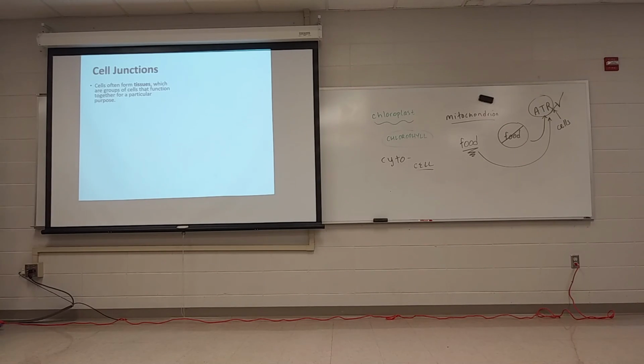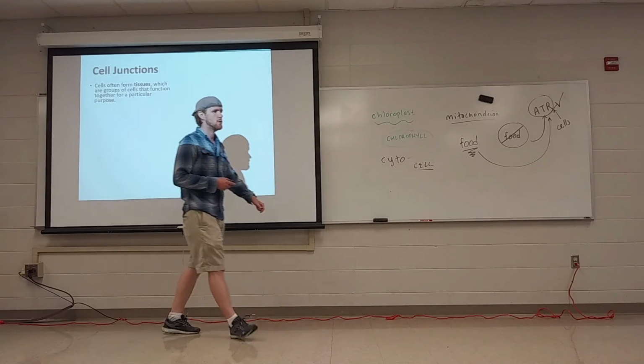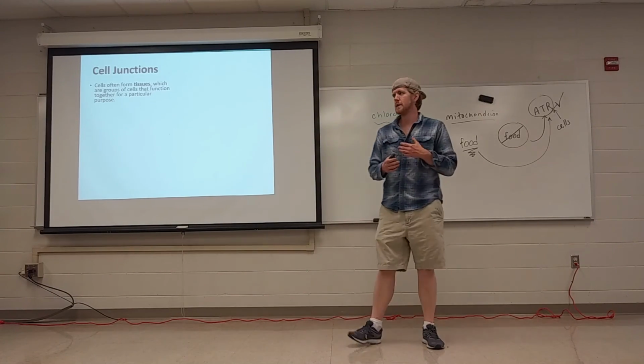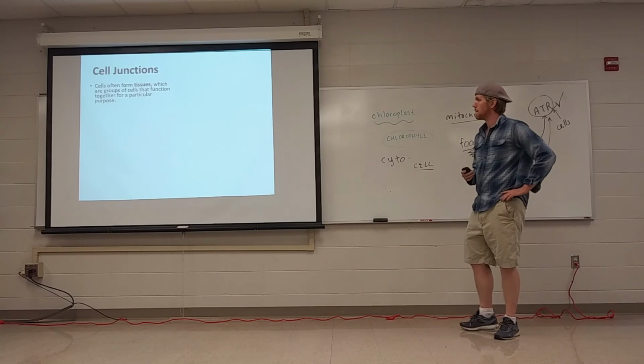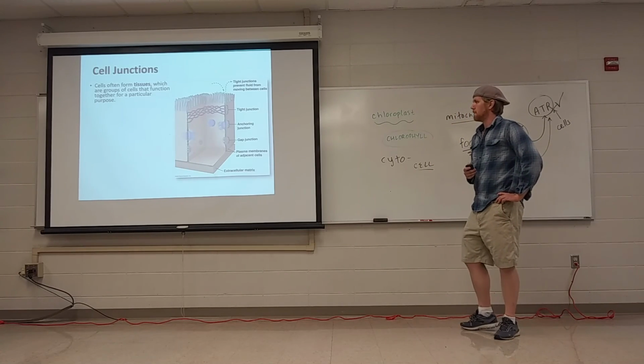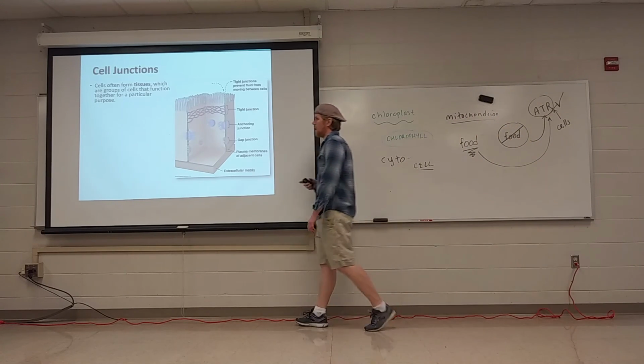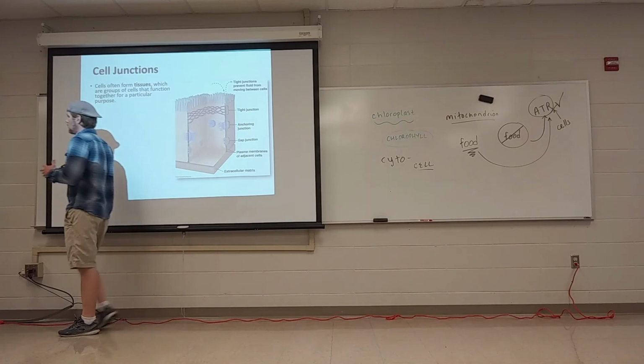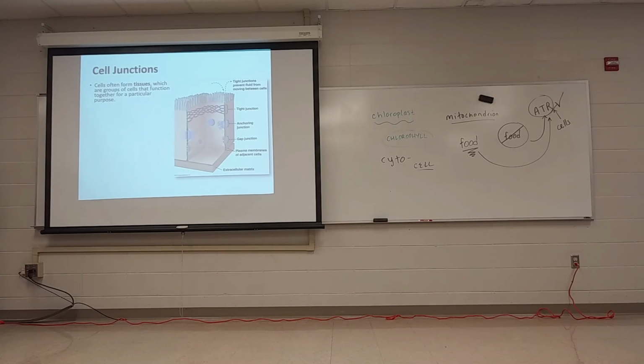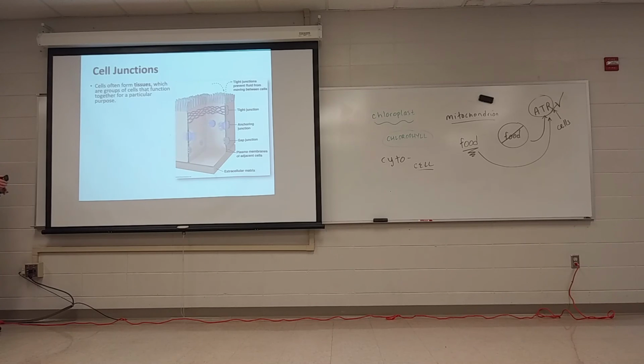A term that we mentioned before is tissues. Tissues are cells that are working together to perform a particular function. With animal cells, you don't have cell walls that nicely and neatly hold cells together, so you have to have another method of keeping cells together. And animal cells use proteins to do that.